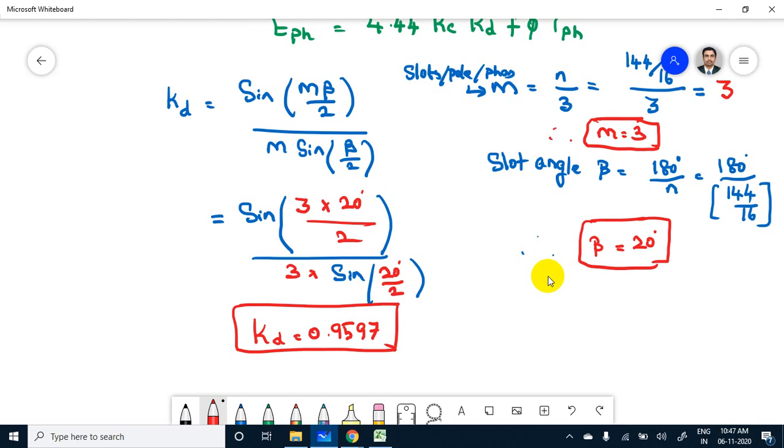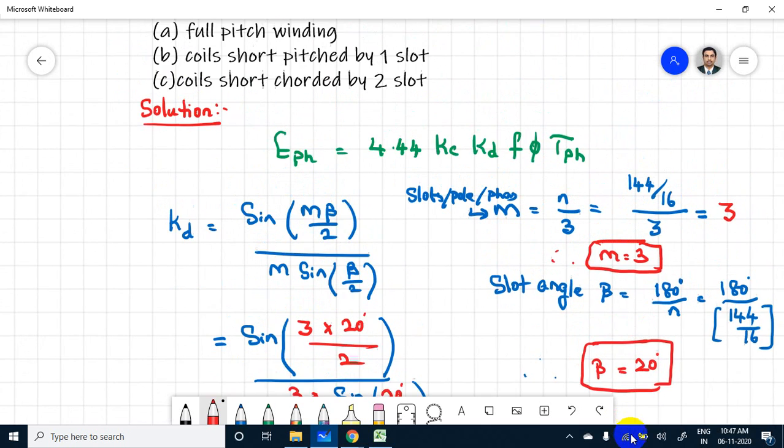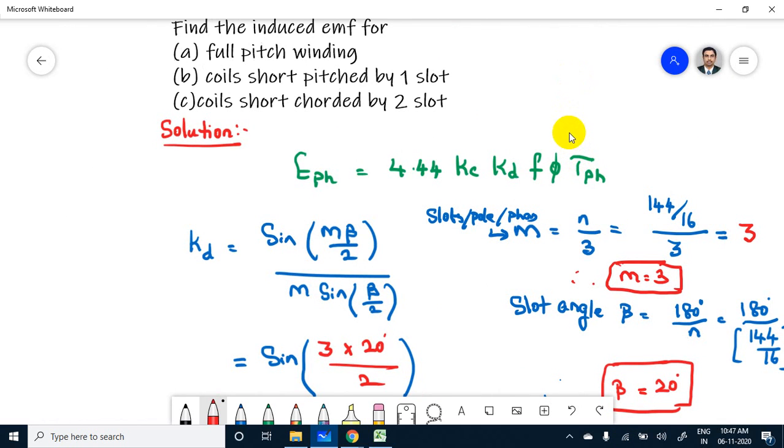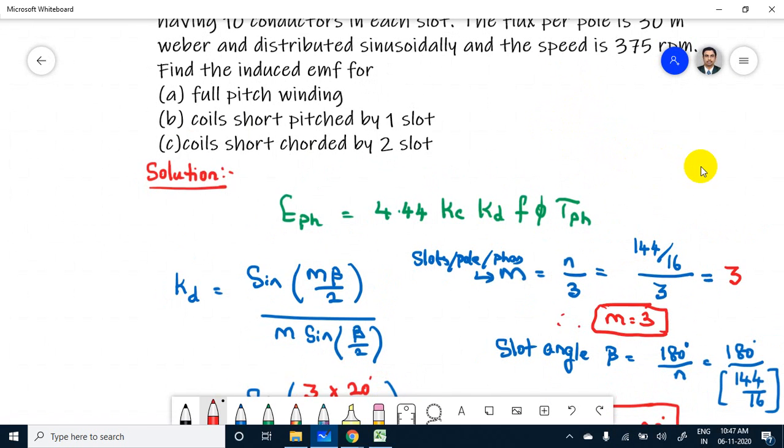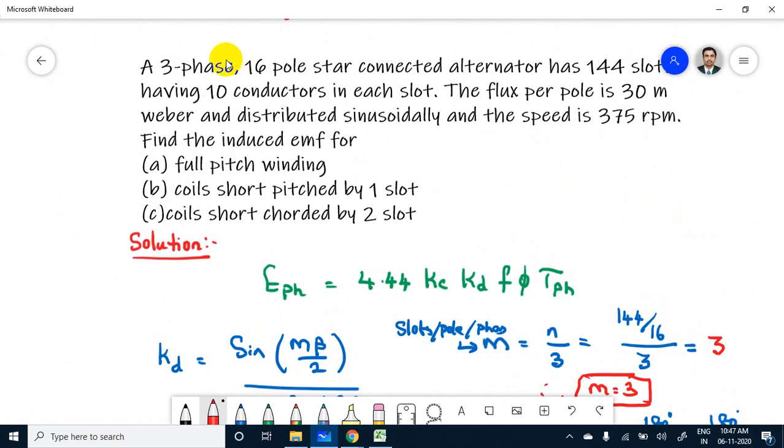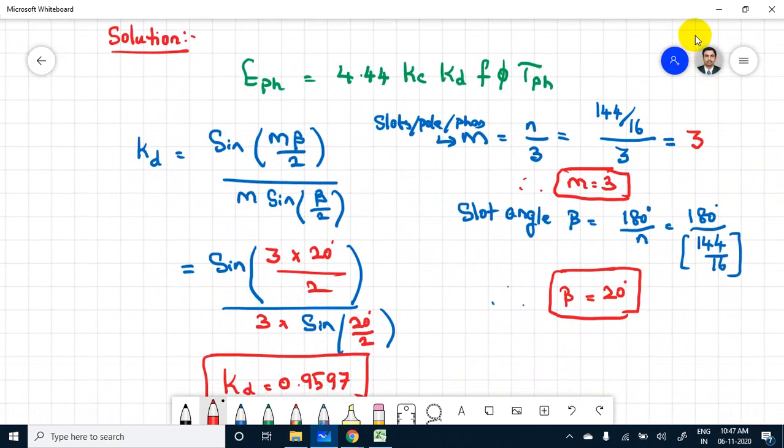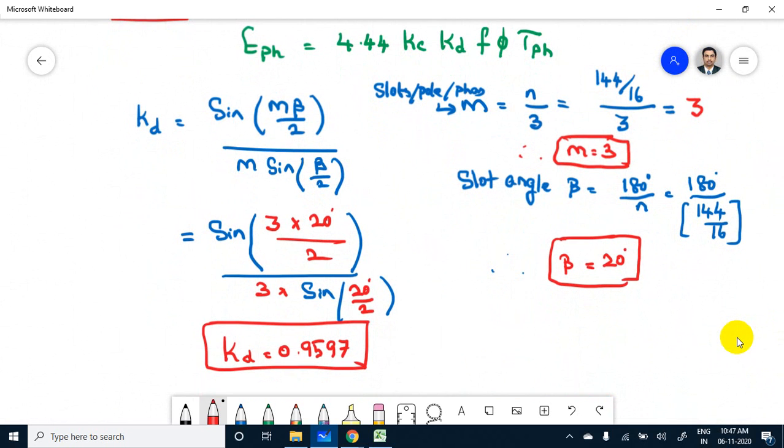Then in our EMF equation, KD we have done, and KC I will explain what you have to do, and the frequency. Whether frequency is available in your question anywhere? Check the question here. Any frequencies available? No, there is no frequency. Only the flux is available. Flux per pole is 30 milliweber. Only this one is available. Now, how to calculate the frequency?